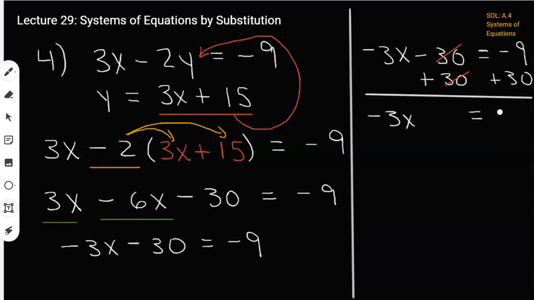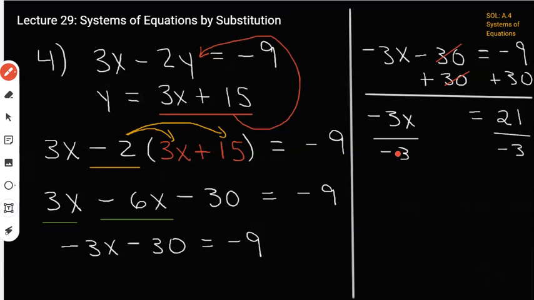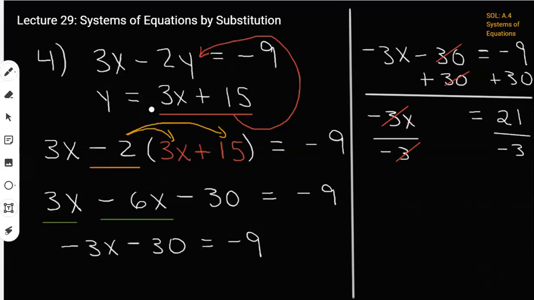And then -9 plus 30 is 21. And then the last thing I need to do is divide by -3. So 21 is one of those numbers that can be divided by 3. And when you do that, this time you're going to get -7. And that's a whole number. Perfect. I'm going to put a box around it.